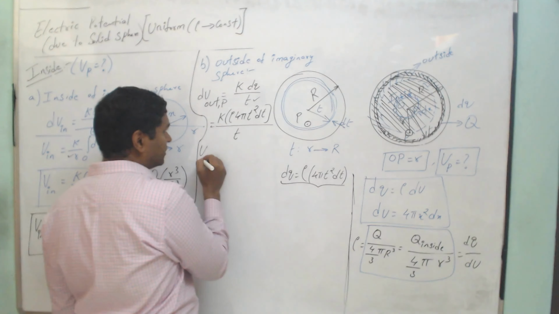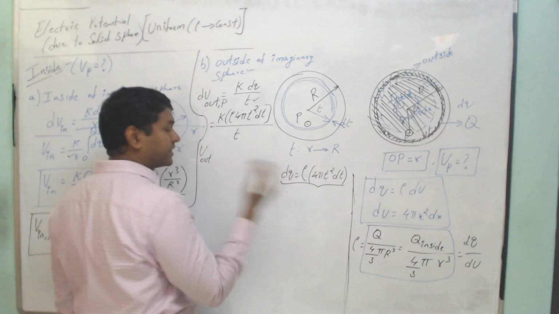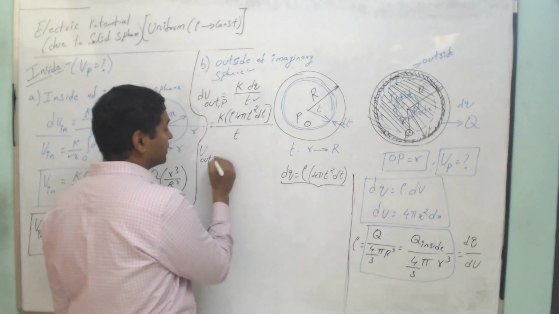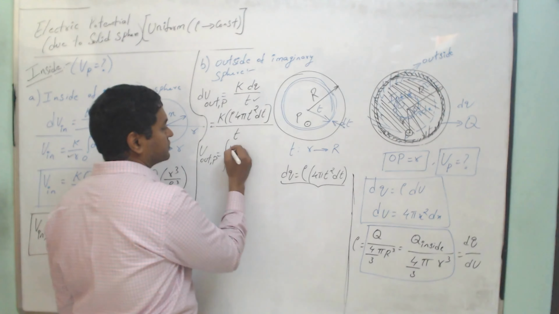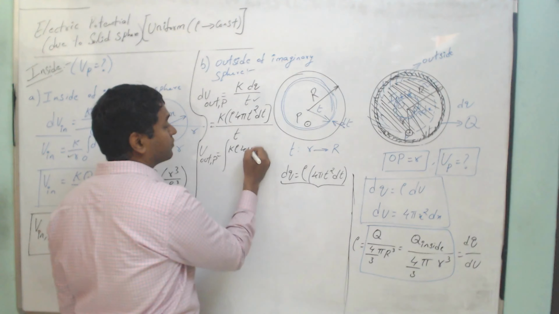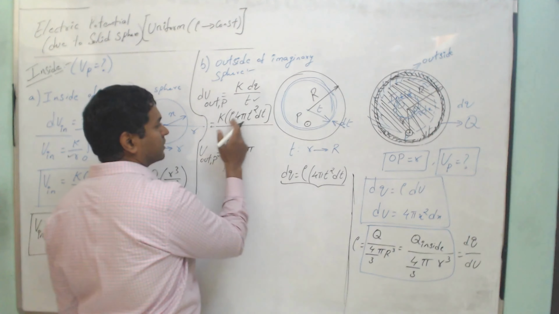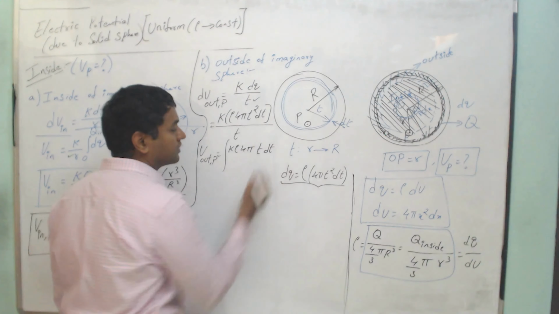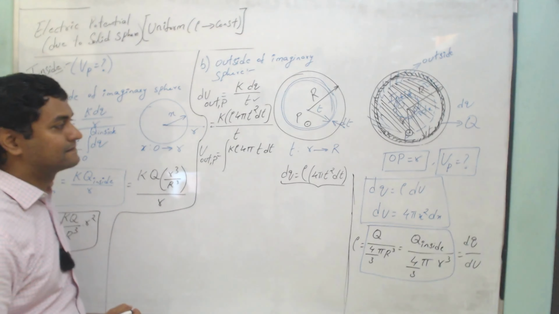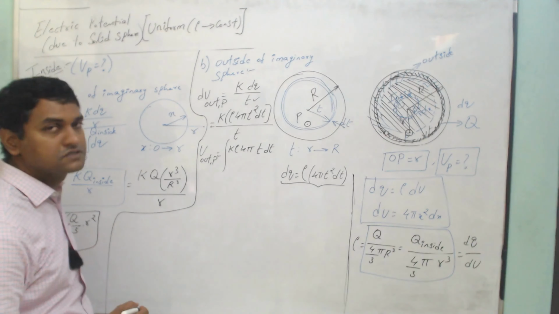So v due to outside material at point P is equal to the integral of this constant k rho 4 pi, right? t square by t is nothing but t dt.